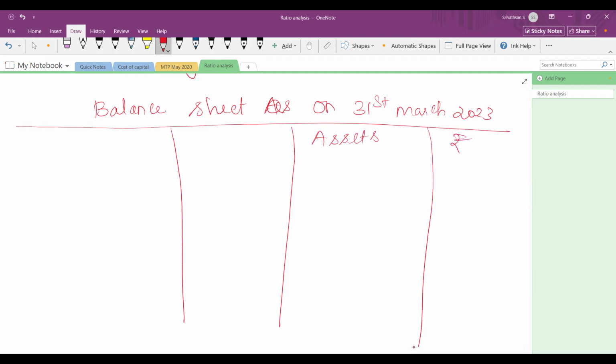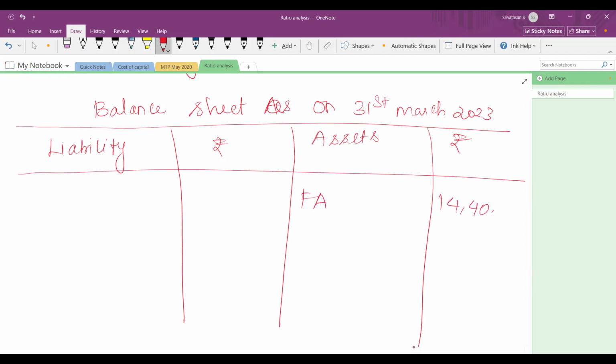Assets, amount, liability, and amount. So on the asset side, we have three things. First one is fixed asset, which is 14 lakh 40,000. Current asset, how much? Don't write current asset as 8 lakh. Show it as inventory separately and other current assets separately. Inventory 3 lakh 20,000. Other current assets 4 lakh 80,000.